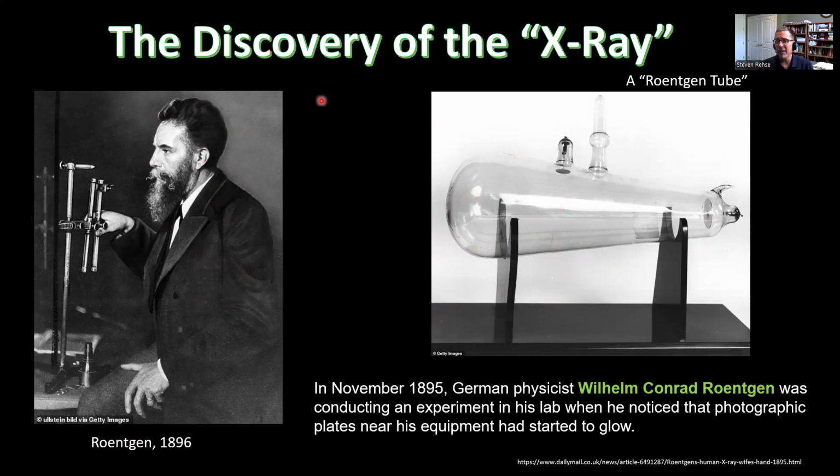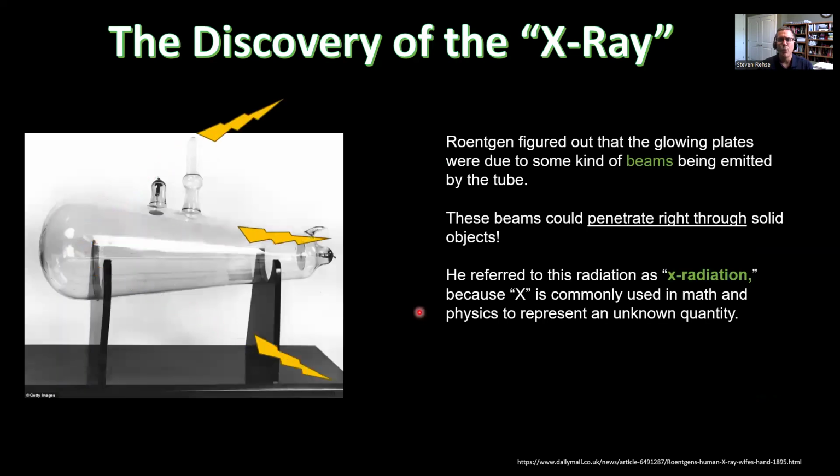And so we credit the discovery of X-rays to Röntgen, who, doing the experiments, happened to be a good physicist, and he noticed something was going on and started to do some experiments into this phenomenon. What Röntgen noticed is that when he was operating this tube, the glow of the plates nearby was due to some kind of beams being emitted by the tube.